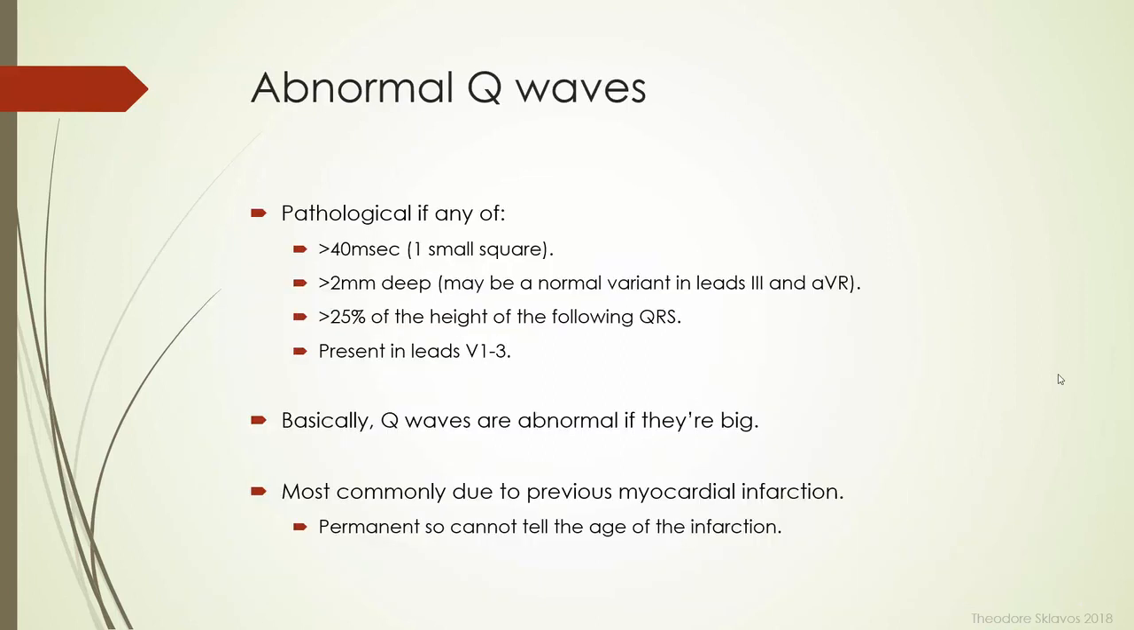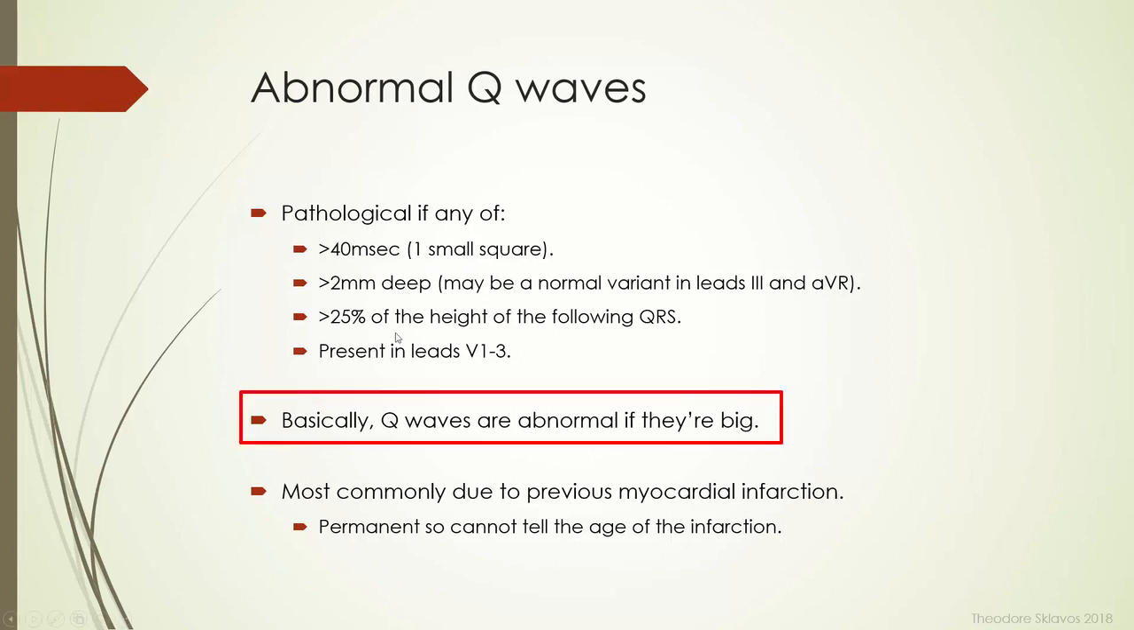When you see Q waves, you've got to decide whether they're normal or abnormal. Some criteria to decide whether they're pathological or abnormal Q waves. Is it bigger than one small square? Is it greater than 2 millimeters deep? Essentially, Q waves are abnormal if they're big. That's the take-home message here. If you see an abnormal Q wave, it's probably due to a previous myocardial infarction. That's a permanent change, so you can't tell the age of the infarction based on a Q wave. It will come on within the first few hours of a STEMI or a myocardial infarction, and it'll stay there permanently.